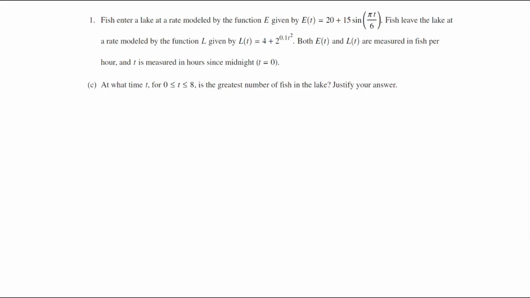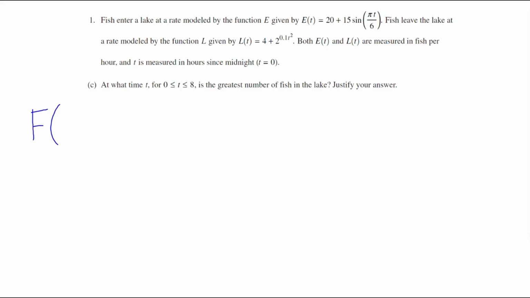For part C, it says, at what time between t equals 0 and t equals 8 are the greatest number of fish in the lake? And so in order to figure out when we have the greatest number of fish in the lake, we need a function that represents the number of fish in the lake. So the number of fish that we have in the lake at any given time is going to be, I'll call it capital F, fish in the lake.